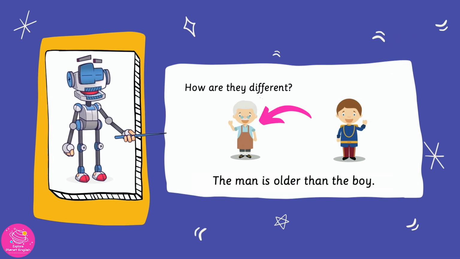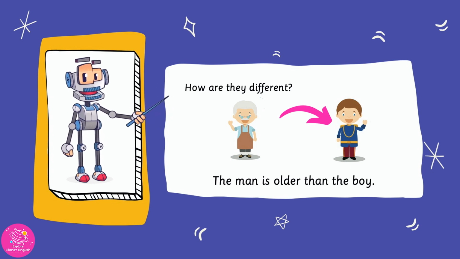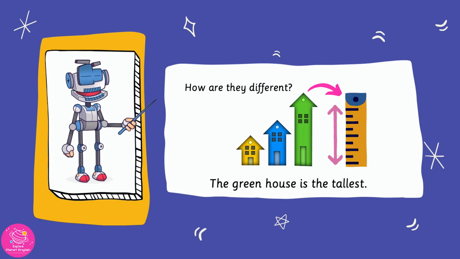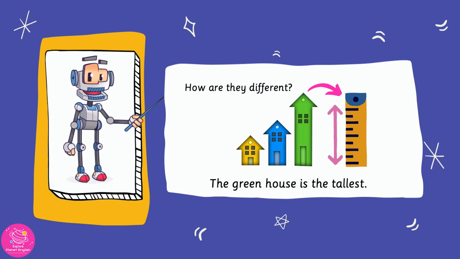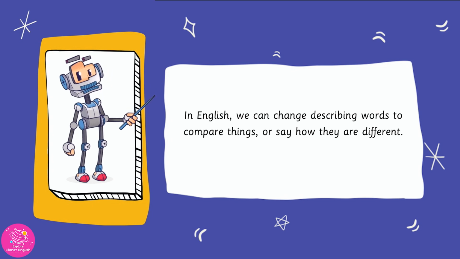The man is older than the boy. Good. How are they different? That's it. The greenhouse is the tallest. In English, we can change describing words to compare things or to say how they are different.